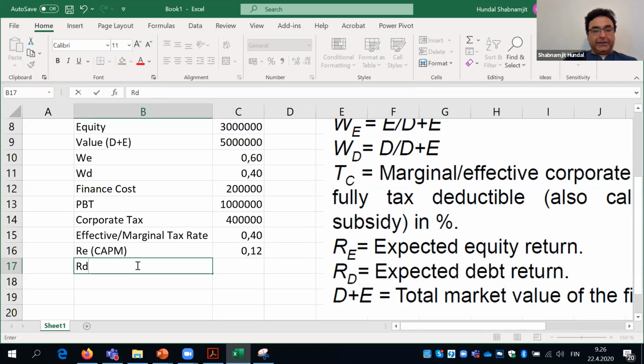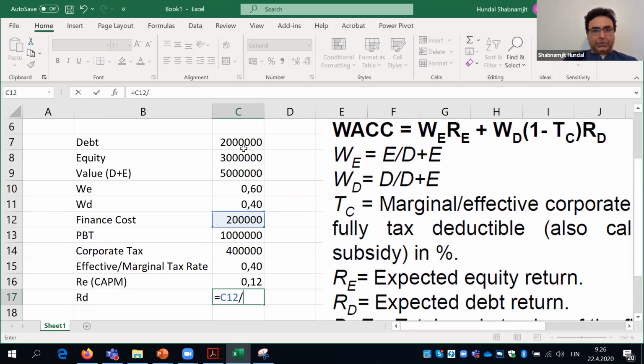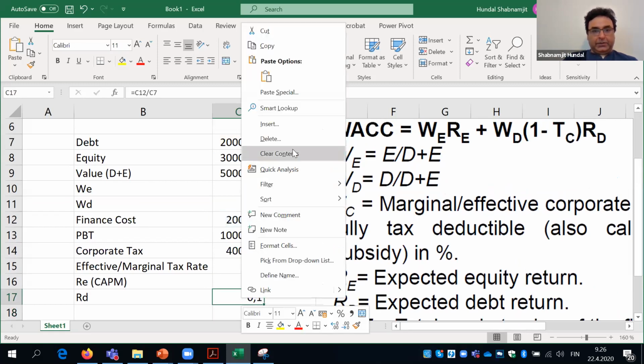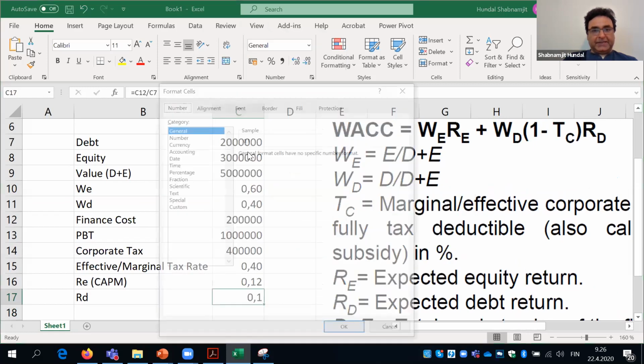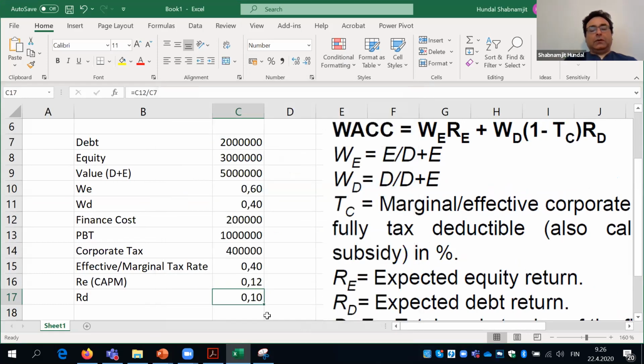Now the cost of debt. This is very interesting, how to calculate the cost of debt. The cost of debt is equal to the finance cost which you pay divided by the total debt. So for example, the finance cost is 200,000, and if I divide by the amount of debt, which was 2 million, this comes to be 10%. So the cost of debt is basically 10%.